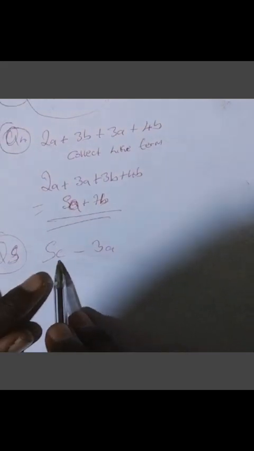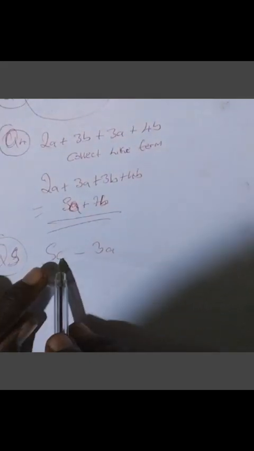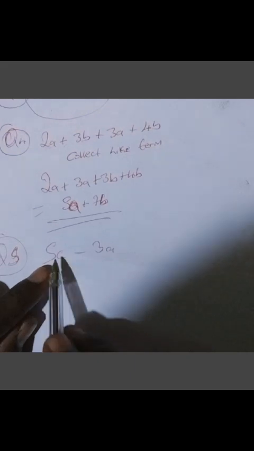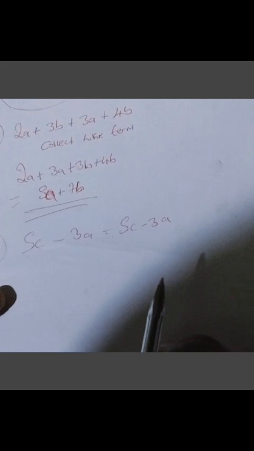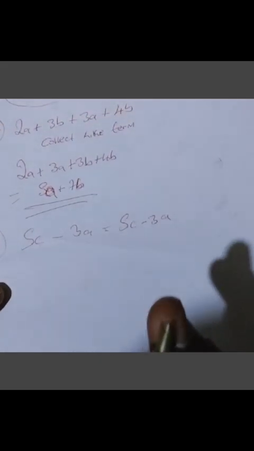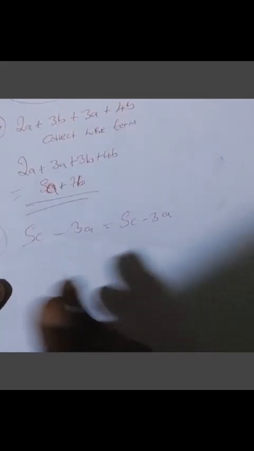I'm having 5c. Let's assume c is talking of carrot, and this here is talking of apple. Someone says, oh, please borrow me or give me 3 apples, but I'm not holding apple. I'm having carrot. So if you ask me in relation to carrot, I can give you, but I cannot have 5c minus 3a. The answer is going to be 5c minus 3a. So these are some of the rules in relation to algebra.